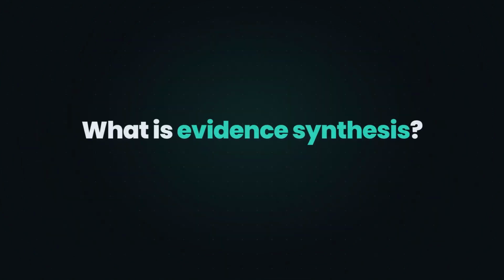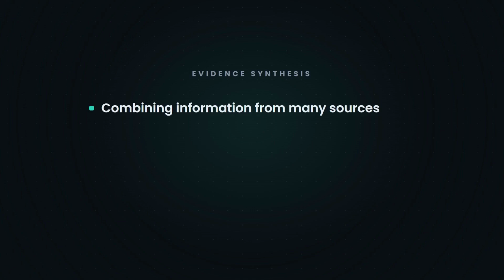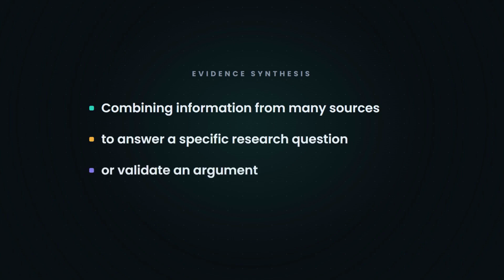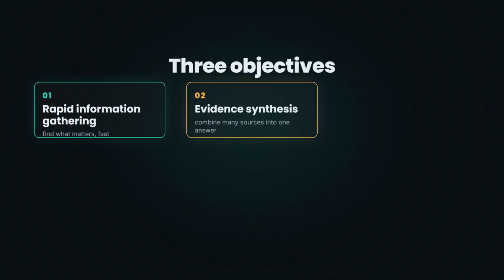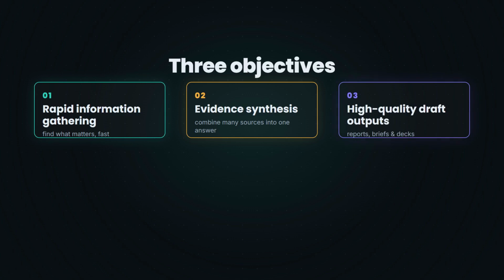I guess maybe you're asking, what is evidence synthesis? Evidence synthesis is the process of combining information and findings from multiple sources to answer a specific research question or validate an argument. This makes it a perfect AI-assisted workflow for our 3 main objectives. 1. Rapid information gathering. 2. Evidence synthesis. 3. Producing high-quality draft output.